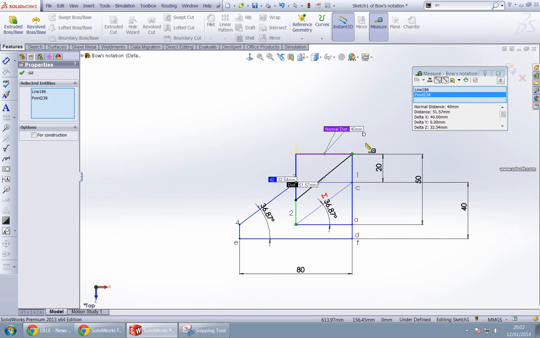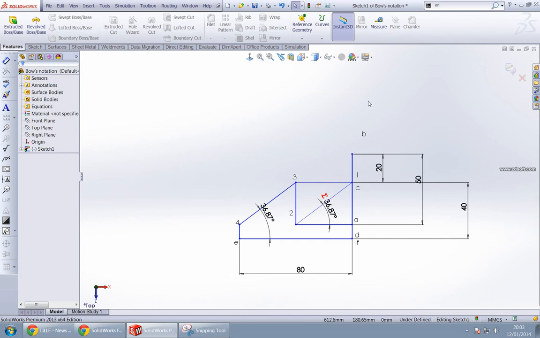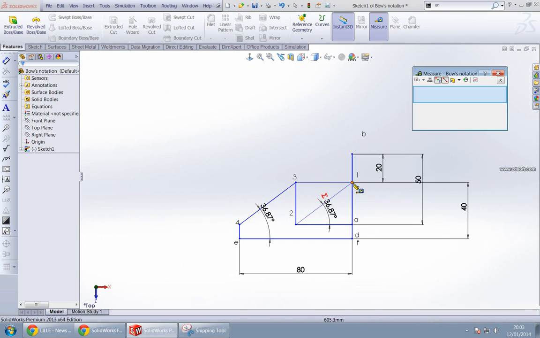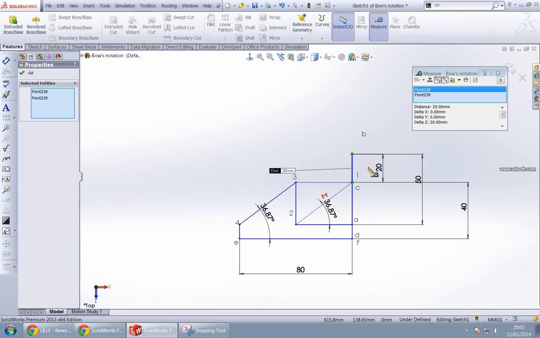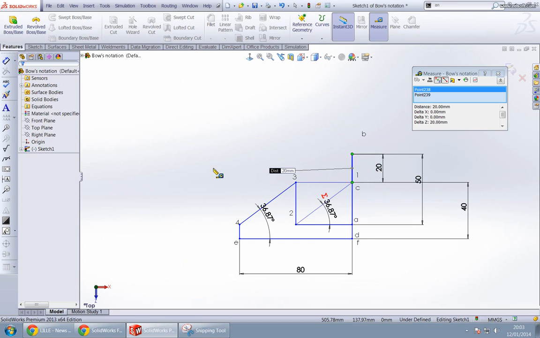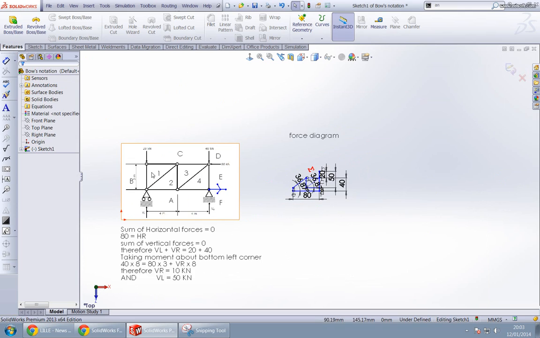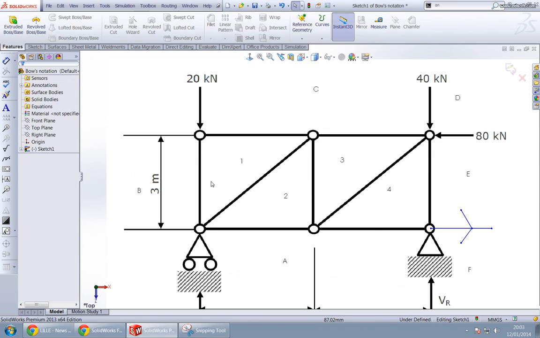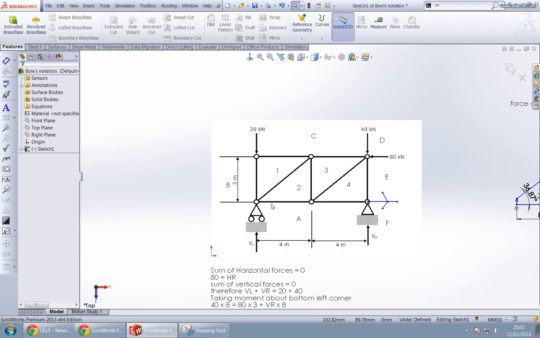Just check the norm. I think this measuring is not right. Now it is 20 millimeters, so the millimeters means 20 kilonewtons. 1 and B, so it has 20 kilonewtons. Now we have to find the directions of these forces to understand whether they are compressive or tensile forces.